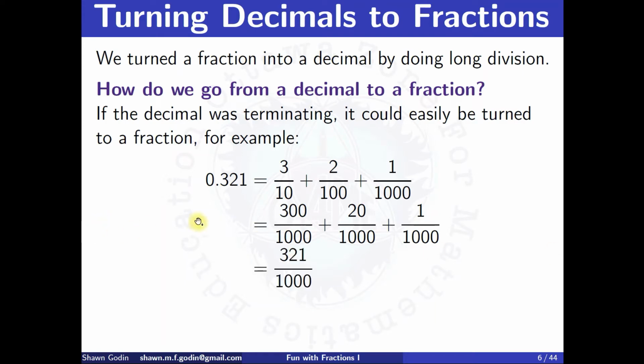And now we can actually do that quicker. We can look at 0.321. We see that 321 is going to be the numerator. The denominator will be 1 followed by 3 zeros.